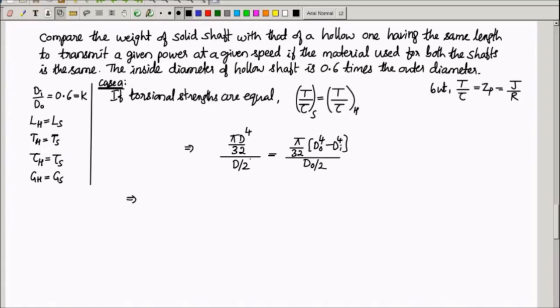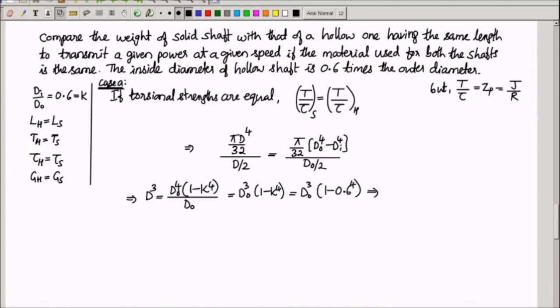If you cancel this pi by 32 and 1 by 12, all that, you will get d power 3, because d power 4 by d is there. So d cube it becomes, equal to, on the right hand side, if I take d naught power 4 outside, 1 minus k power 4 divided by d naught, or it is d naught cube into 1 minus k power 4. Now you substitute k here, d naught cube into 1 minus 0.6 power 4.